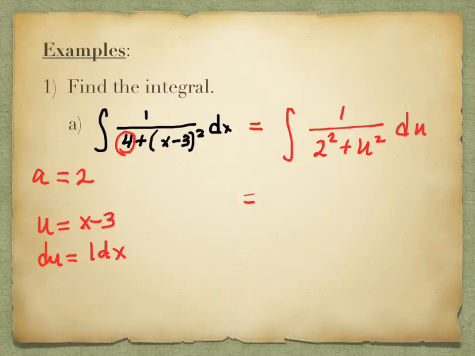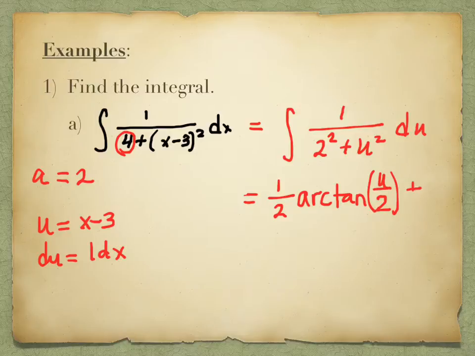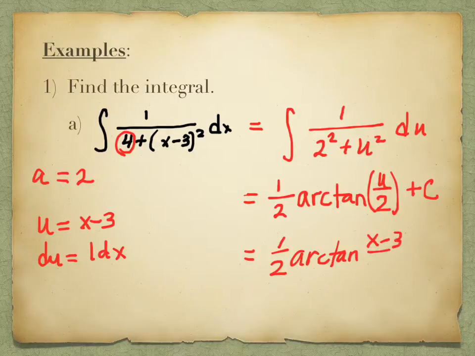My formula says I should have, when I take the antiderivative, 1 over the A value, which is 2, times the arctangent of u over 2, and then plus c. But at the end of any problem that you've got a u in, that you introduced the u, you don't leave the u, right? We need to put it back in x's because it started out that way. So this should be 1/2 arctangent of x minus 3 over 2 plus c.